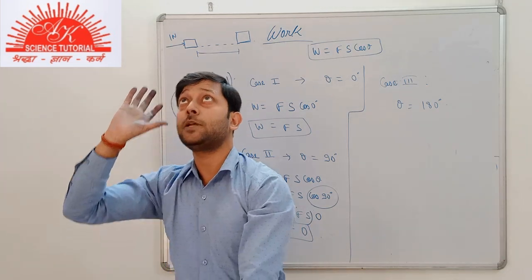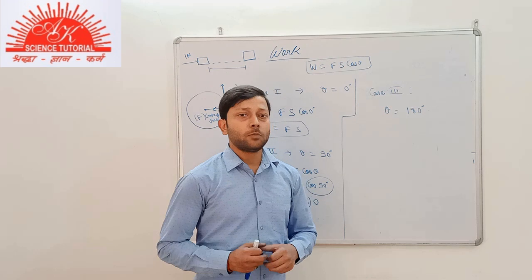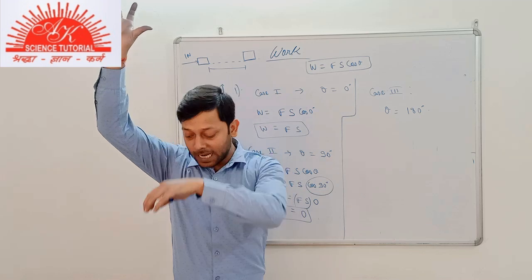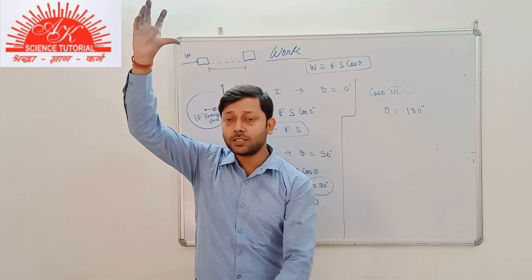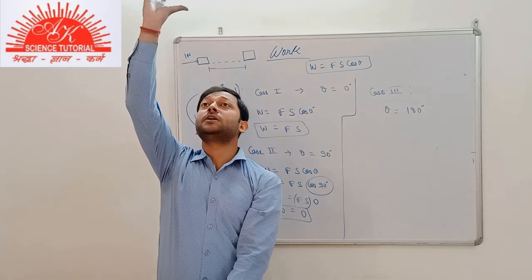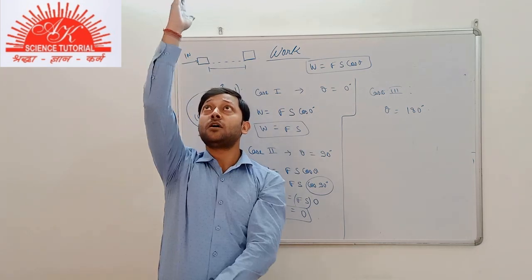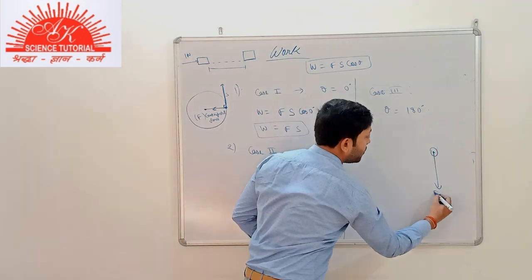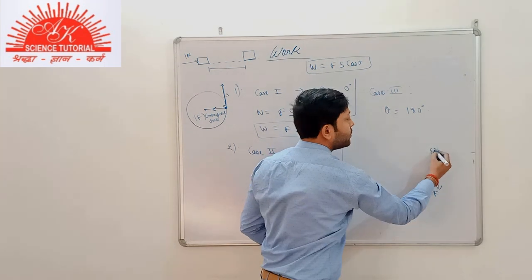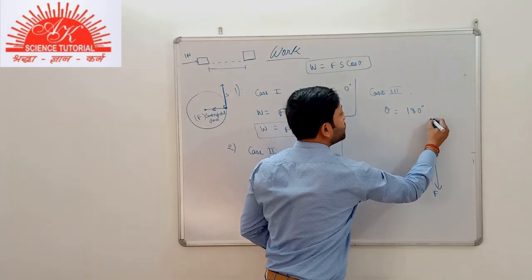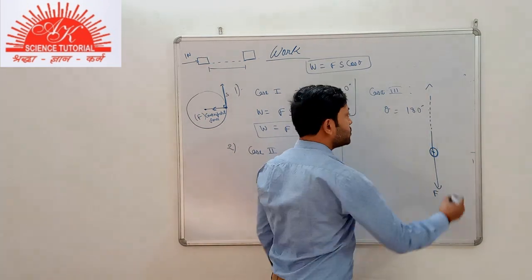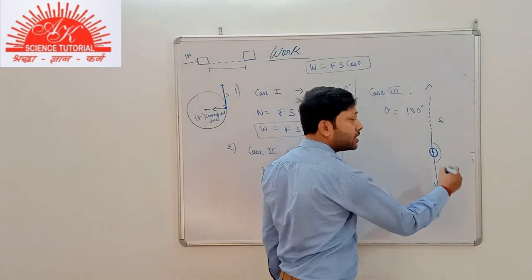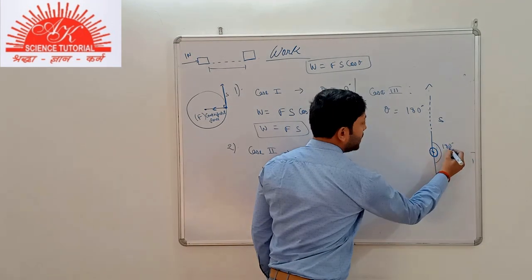So the force due to gravity is acting on the ball in downward direction, towards the surface of Earth. But what about the displacement of the ball? The displacement of the ball is in upward direction, but the force of gravity is acting in downward direction. So both of them are in opposite directions. So what is the condition? The displacement is in upward direction and the force is in downward direction. So what is the angle subtended by them? It is 180 degrees.